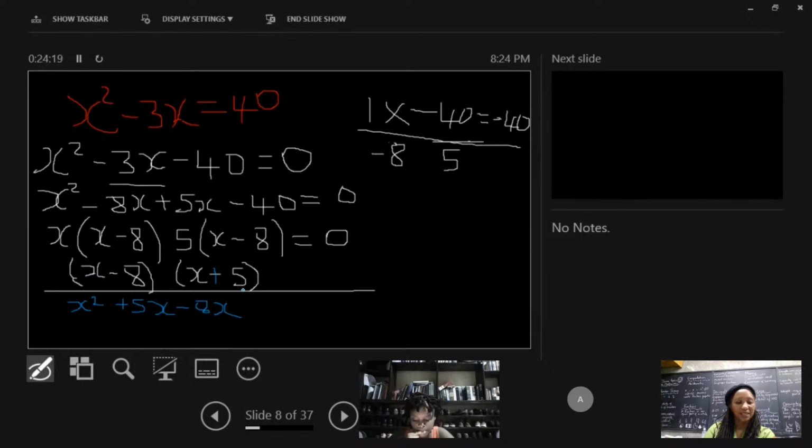And -8 times 5 is -40. So we have x squared. 5x minus 8x is -3x. And we have the -40. So we got back our original equation. Not this one, because this wasn't yet in the quadratic format, right? So this one we're talking about.